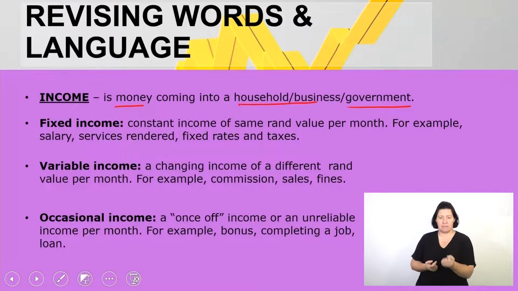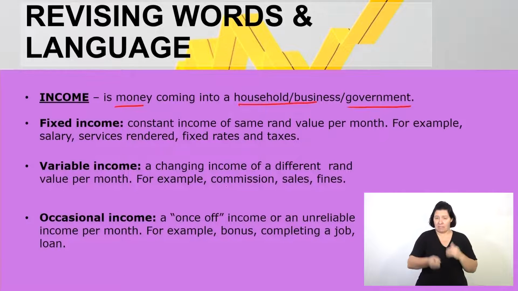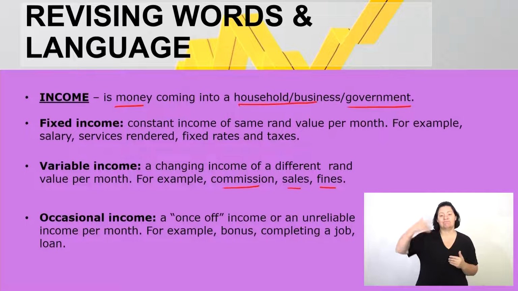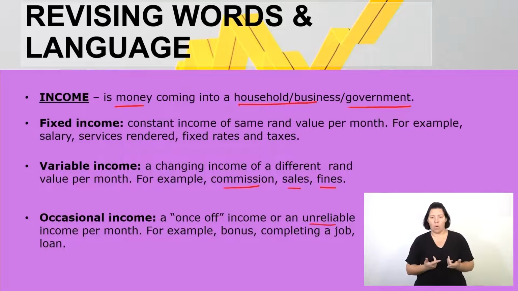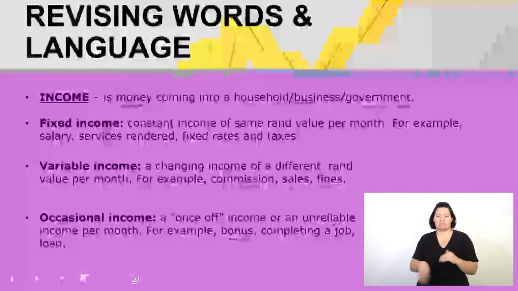Then we also have variable income. That is changing income of a different rand value per month. For example, if you work for commission, sales, or that can also be fines. And then we have thirdly, occasional income. That is now a once-off income, or sometimes we refer to it as unreliable income per month. For example, let's say you get a bonus this month, or if you completed a specific job.